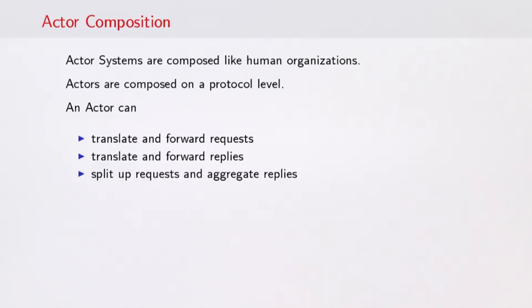This means that actors are not composed like functions. They are composed at the protocol level. This gives the actor the possibility to do everything you can think of conceptually using function composition. So you can translate the values passed into a function, you can translate its return value, and the same thing you can do with messages flying back and forth. You can also call multiple actors and then aggregate the results.